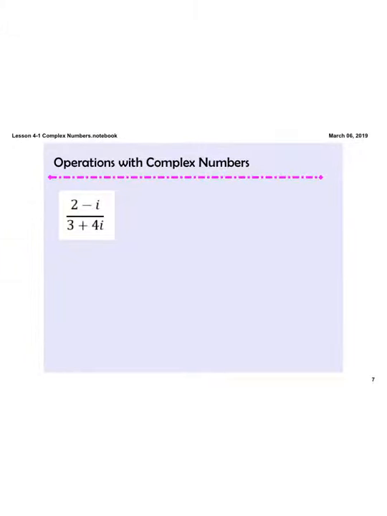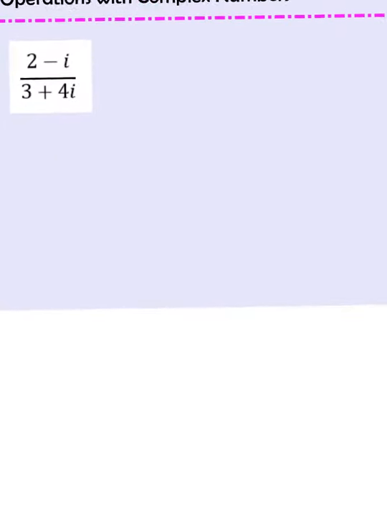Finally, we have division. Now, I'm going to start not with the problem you see here, but with something more simple. For instance, what if I had 3 over the square root of 5? In order to rationalize it, we'd have to multiply it by rad 5 over rad 5, because we couldn't have a radical in the denominator.